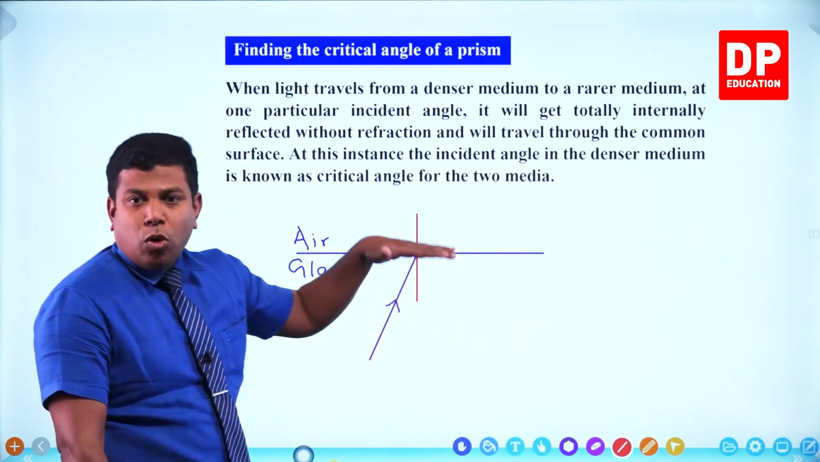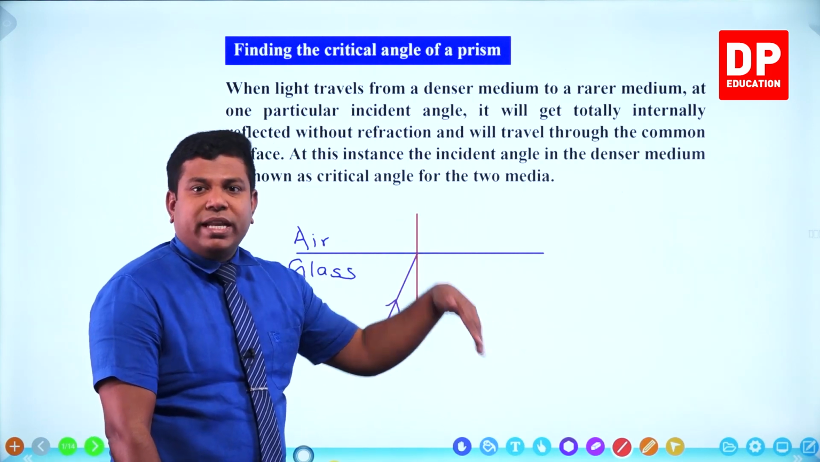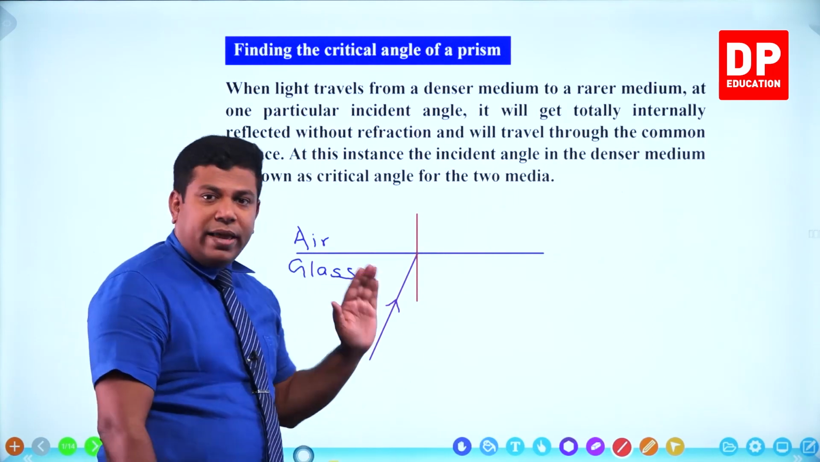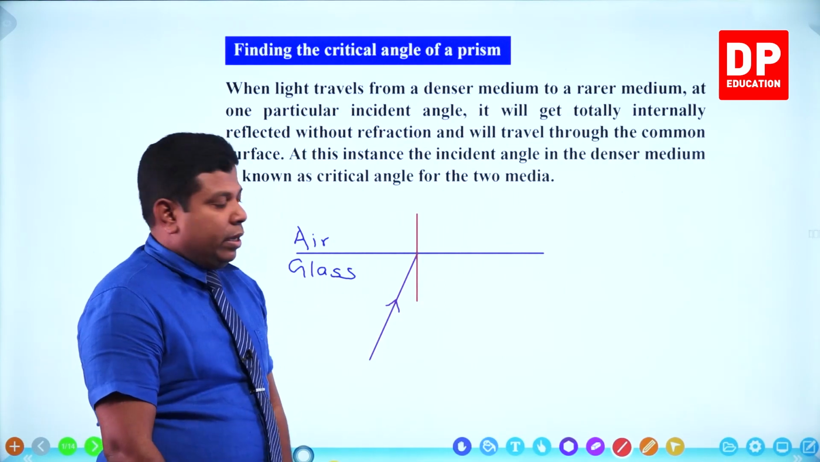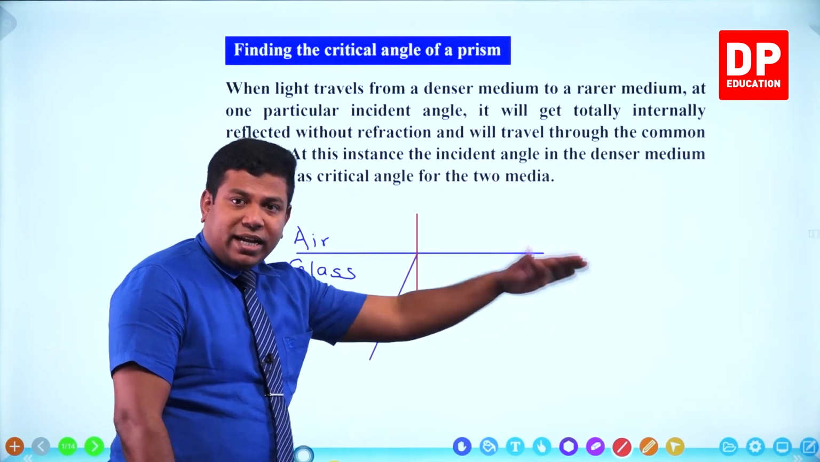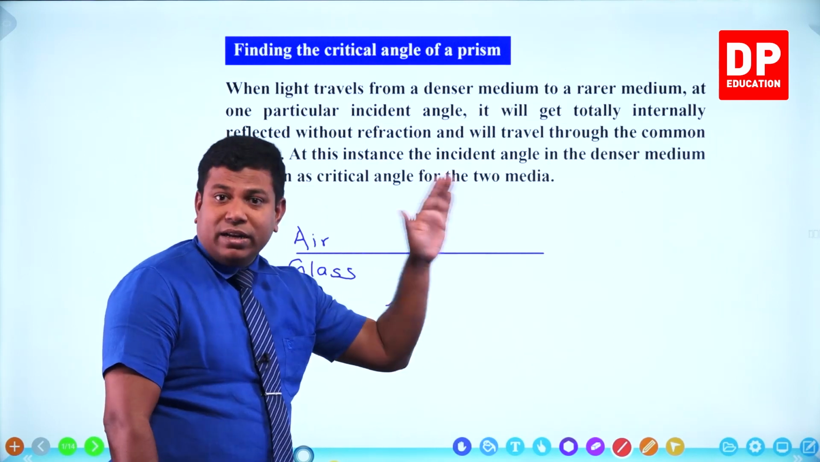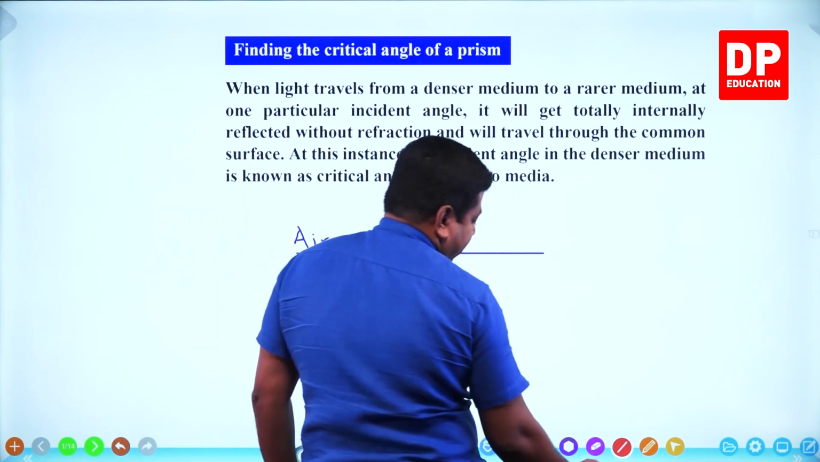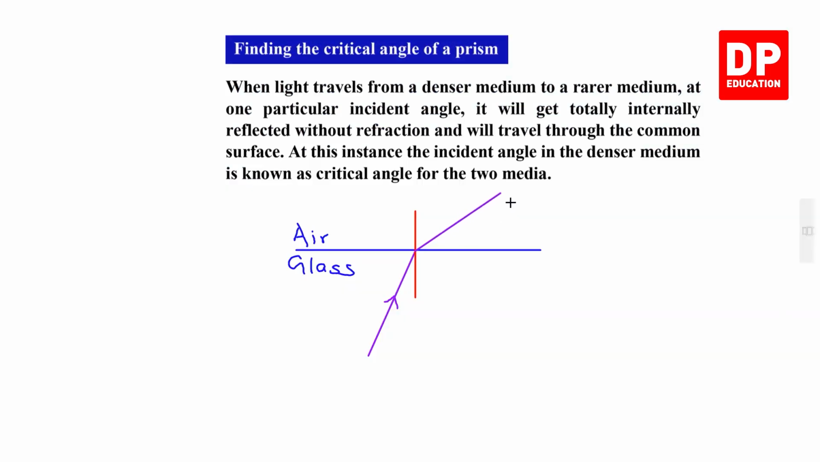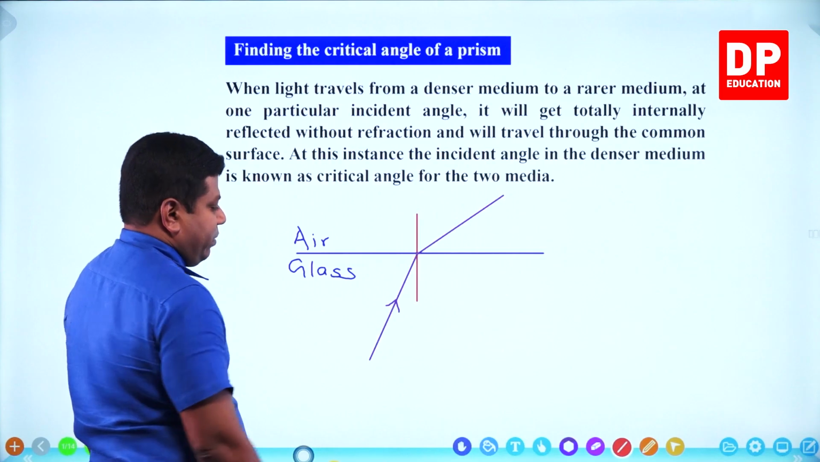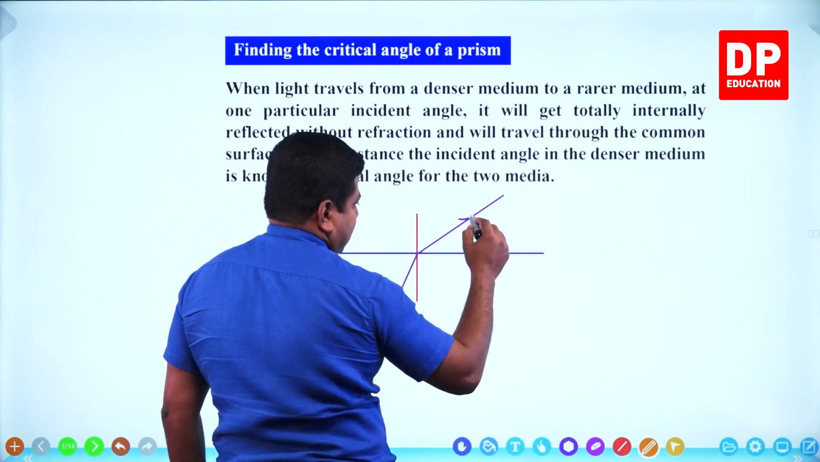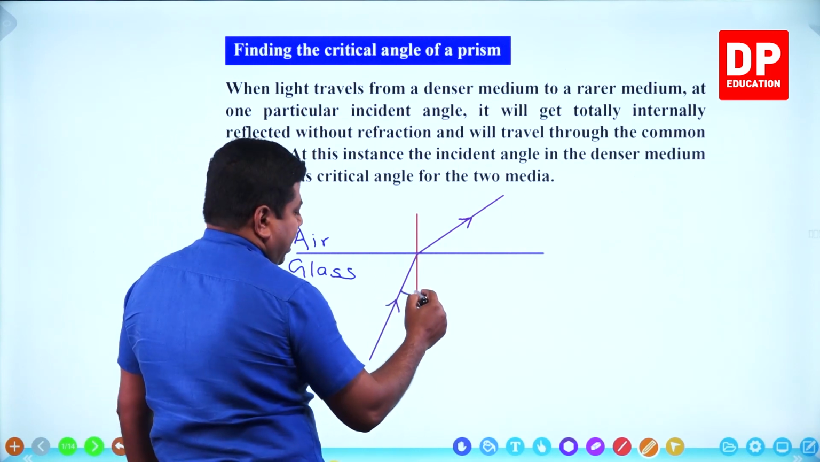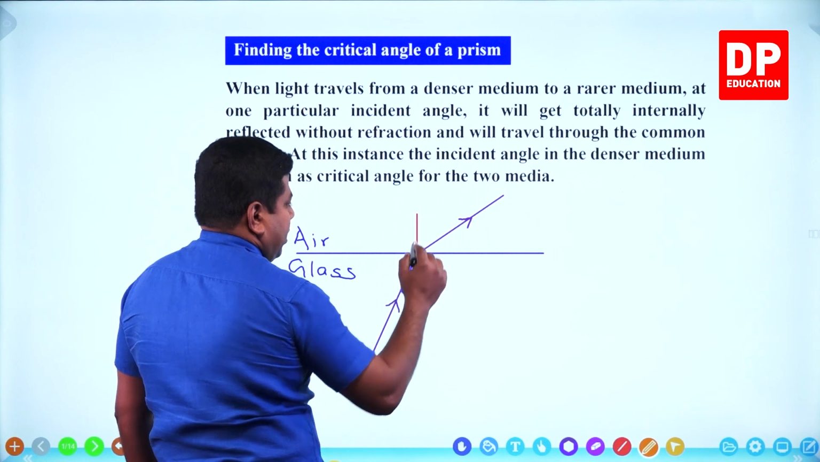You know, glass is a denser medium and comparatively air is the rarer medium. Then what will happen when it goes from a denser medium to a rarer medium? It will refract away from the normal. So the refracted ray in the other medium will be like this. We studied this. Let's say this is I and this is R.